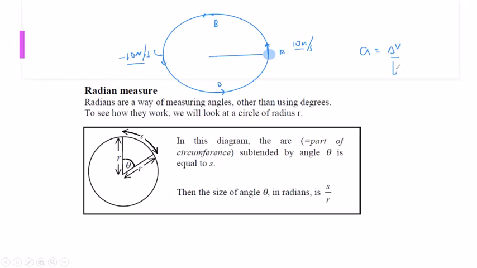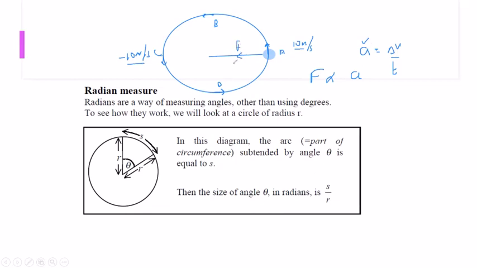So whenever an object moves in a circular path or a curved path, the object is always accelerating. And whenever there is an acceleration, there is always a resultant force. So an object moving in a circular path or a curved path will experience a force, and the direction of this force is always towards the center.